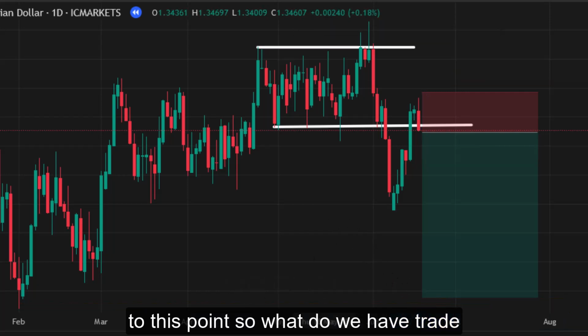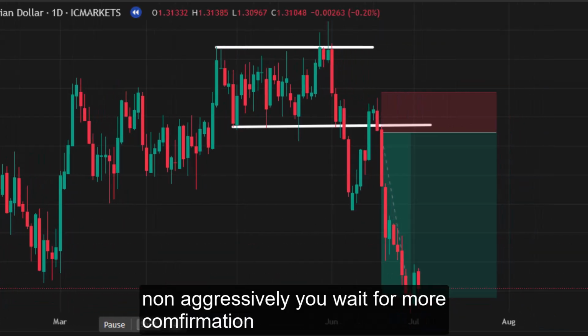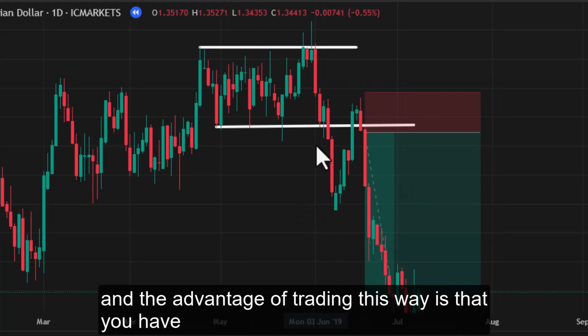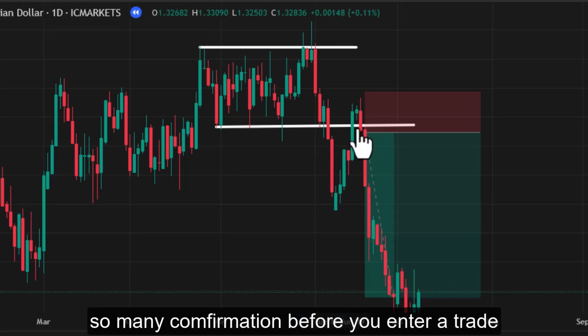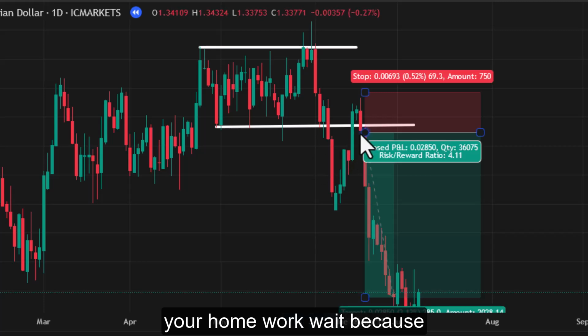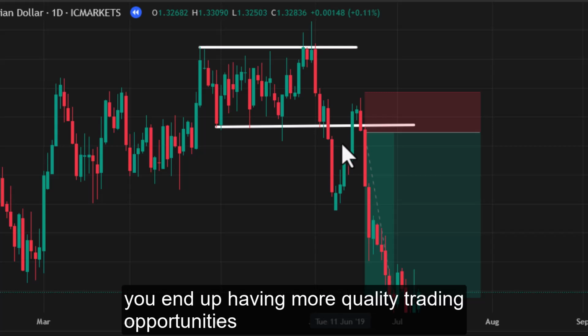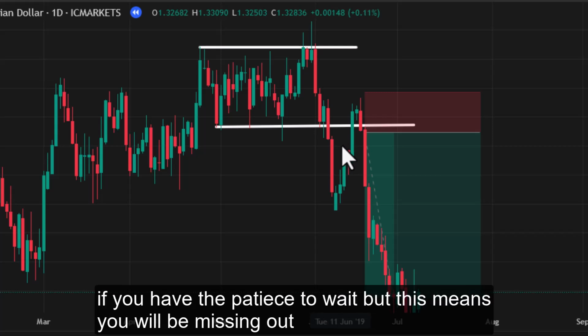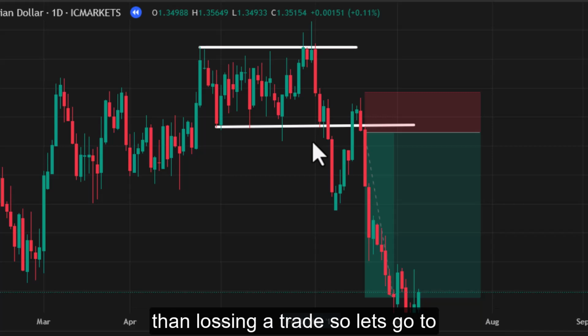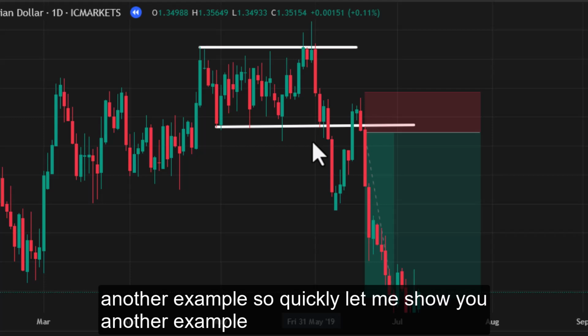So this is how you trade non-aggressively. You wait for more confirmation. And the advantage of trading this way is that you have so many confirmations before you enter a trade. You do your homework, you wait, because you end up having more quality trading opportunities if you have the patience to wait. But this means you'll be missing out on a lot of trades. But I'd rather miss out on a trade than lose a trade. So let's go to another example.